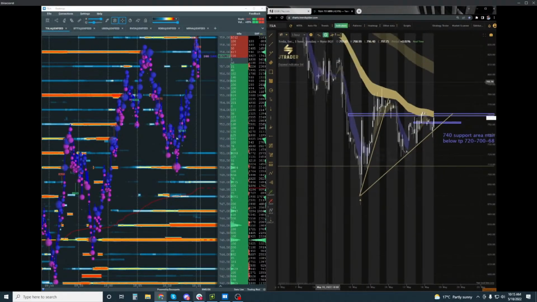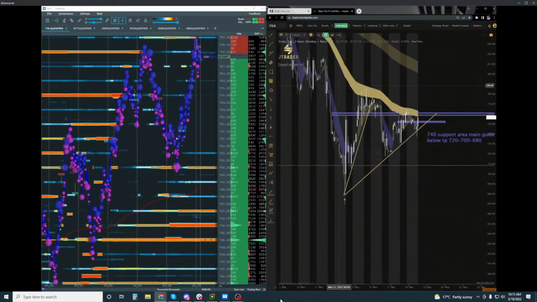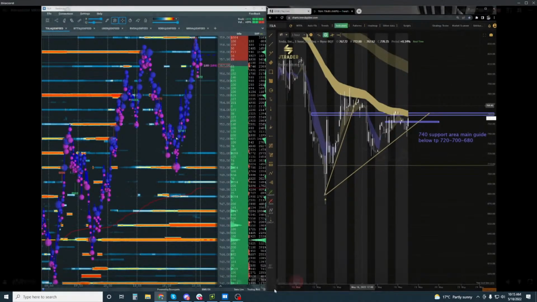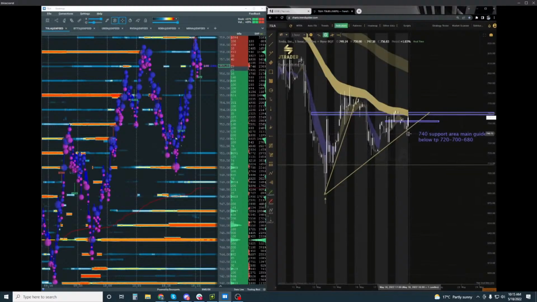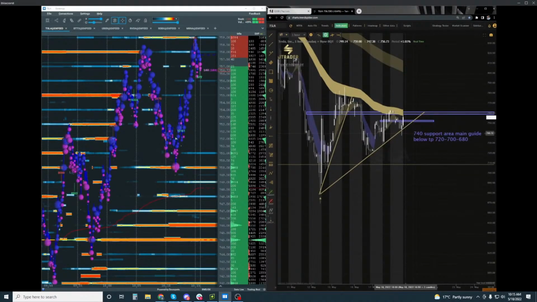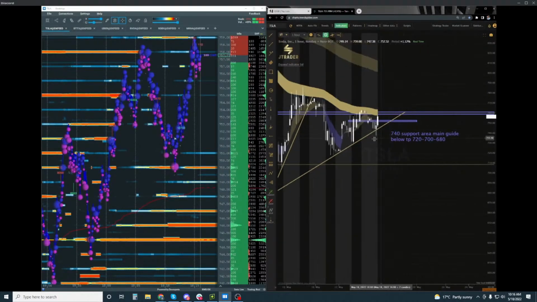analysis. I'm looking at the main trend. So in the short term, this is bearish. Everybody was asking, are we going to break? Are we going to break? So my plan was, if we break 740, we're going to go to 720, 700, and then looking for 680. This is my plan, right? So basically what I wrote this morning at the gate.